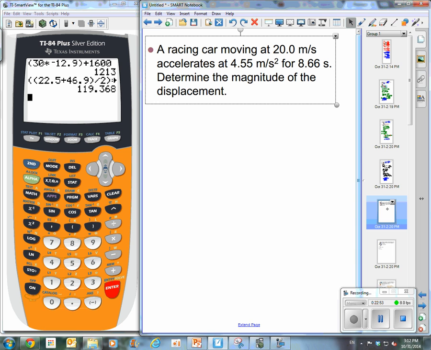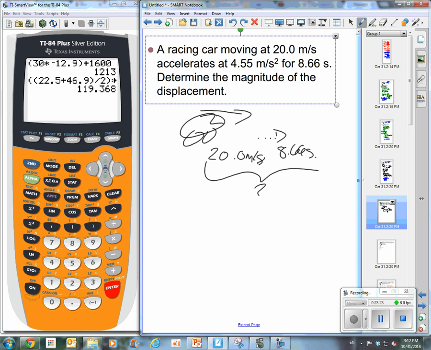All right. Next question. A racing car is moving at 20 meters per second when it accelerates at a rate of 4.55 meters per second squared for 8.66 seconds. Determine the magnitude of displacement. Car moving along, okay, starting at 20.0 meters per second. He accelerates for 8.66 seconds. The question is asking me how far is this?